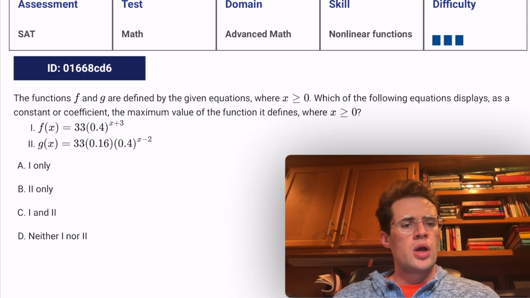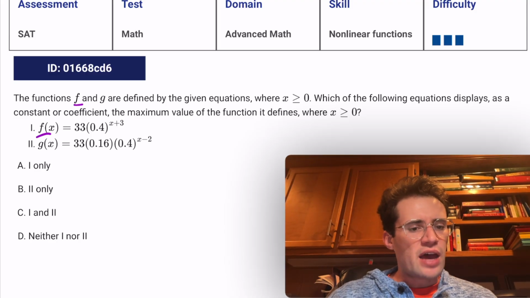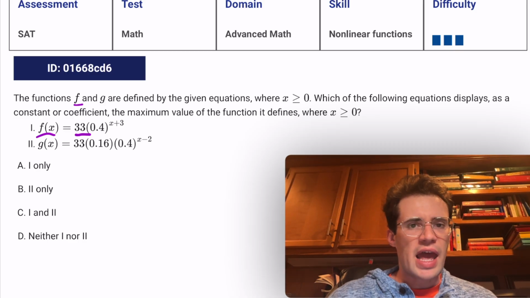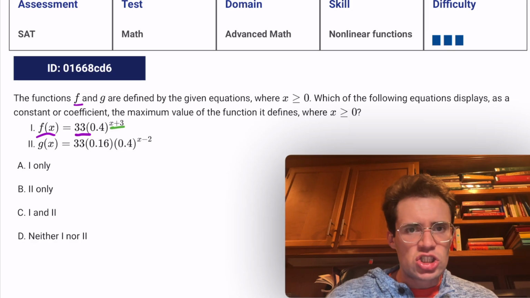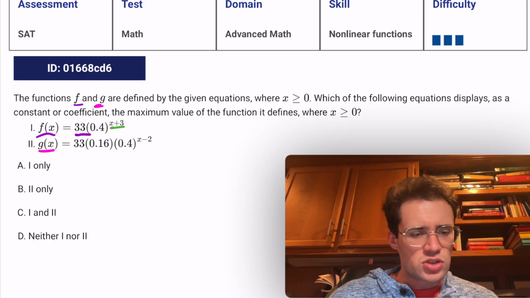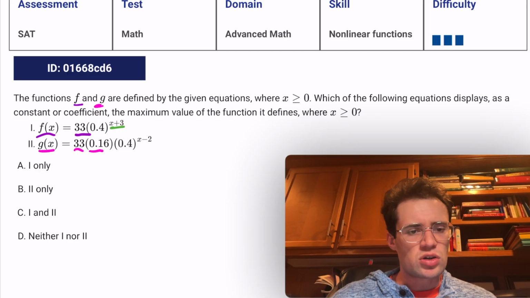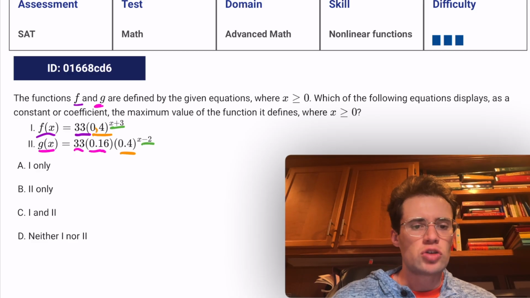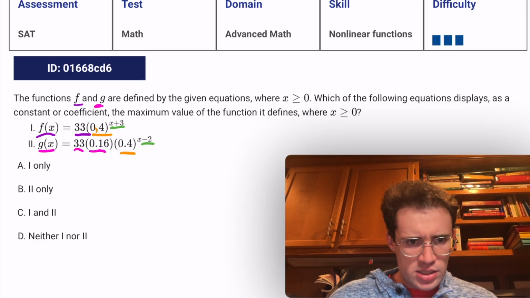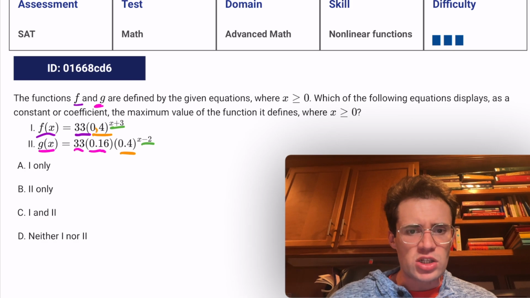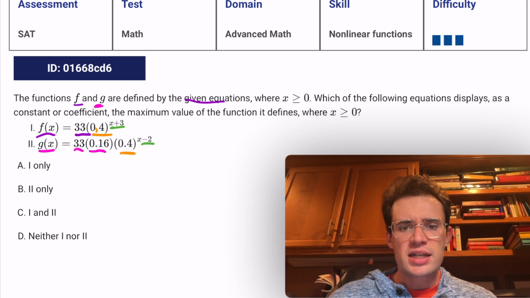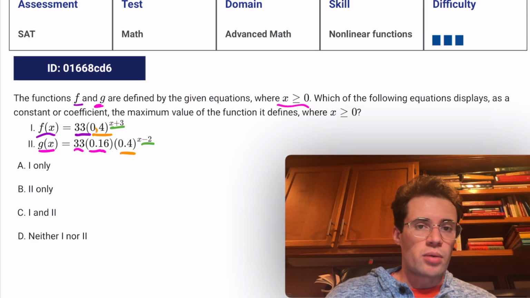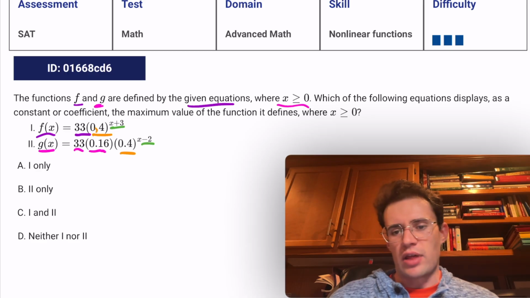Don't overthink it. The functions f and g, so we've got f down here: f of x equals 33 times the quantity 0.44 to the x plus 3 power. And g is here, it's this function 2: g of x equals 33 times 0.16 times 0.4 to the x minus 2 power. And it says they're both defined by the given equation, so the equations we just underlined, where x is greater than or equal to 0. So we know x is not negative, so we don't have to worry about negative values going in for that and how that would affect it.